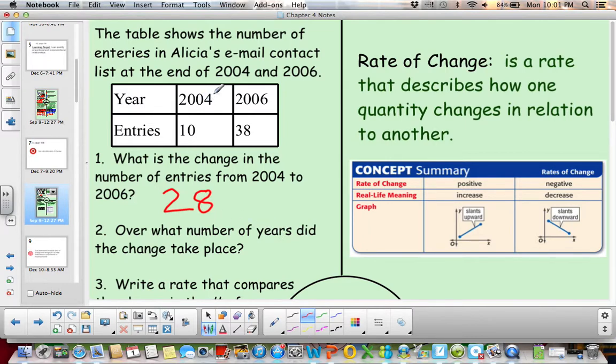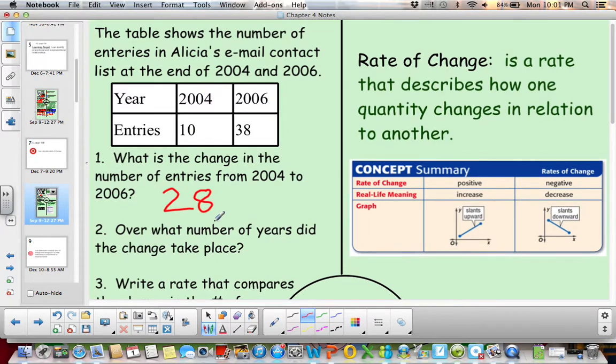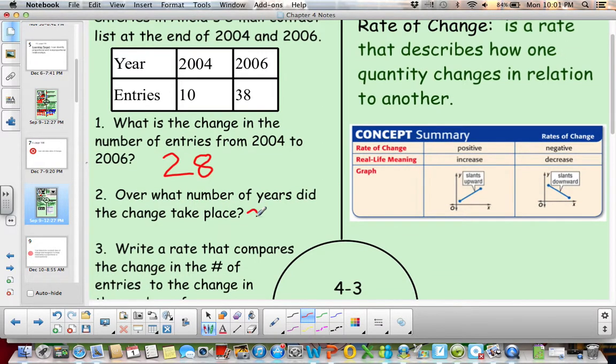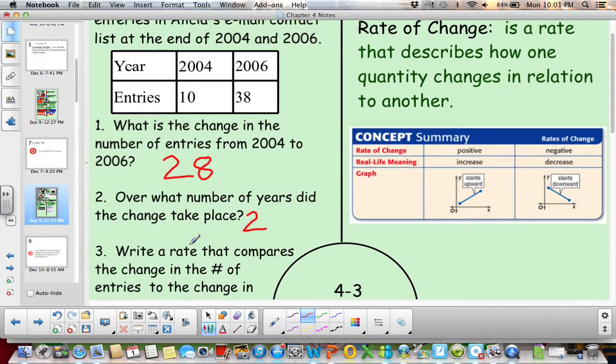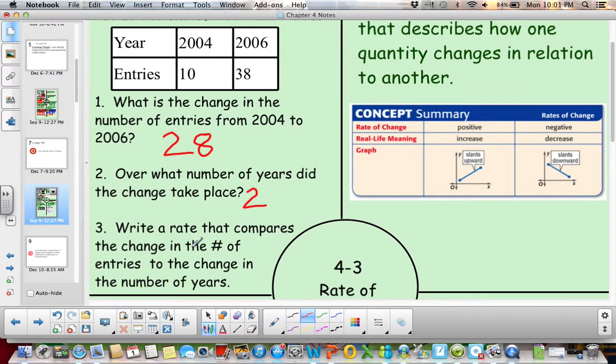Over what number of years did the change take place? If we go from 2004 to 2006, we know that is 2 years, because 2006 minus 2004 equals 2. Write a rate that compares the change in the number of entries to the change in the number of years. So our rate would be 28 entries in 2 years. I'm just going to write this right here: 28 entries in 2 years.